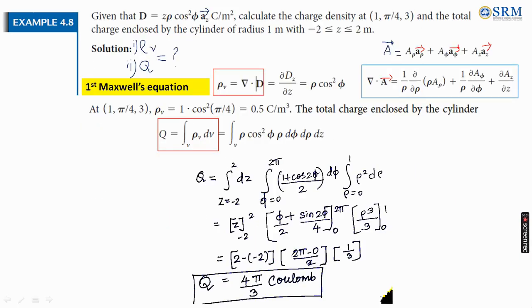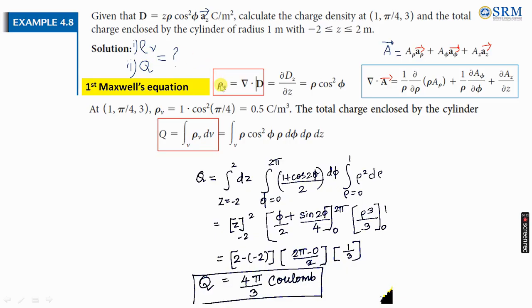Now let us solve one problem based on the first Maxwell equation. Here the electric flux density D vector is given in terms of coulomb per meter square. We are asked to find the charge density and the total charge enclosed by the cylinder of this radius, where z varies from -2 to +2 meter. The charge density here represents the volume charge density, and the total charge is Q. We have to find both of them.